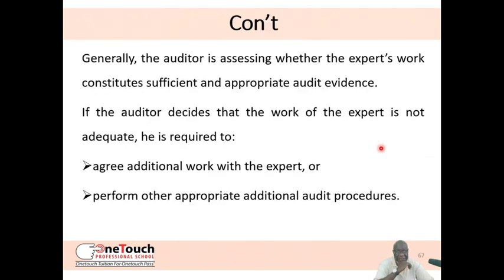Generally, the auditor is assessing whether the expert's work constitutes sufficient appropriate audit evidence. If the auditor decides that the work of the expert is not adequate, he is required to do what? Agree additional work with the experts, and then perform other appropriate additional audit procedures.